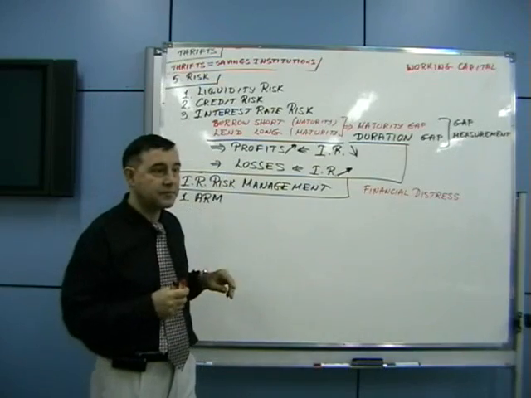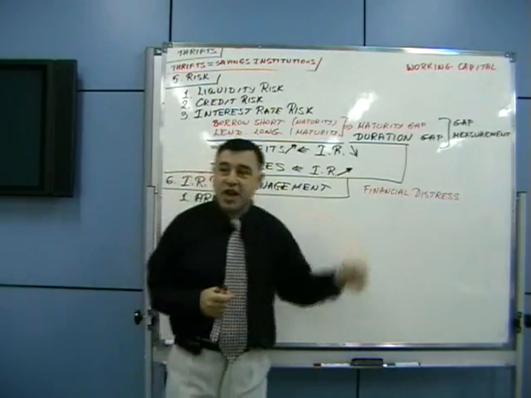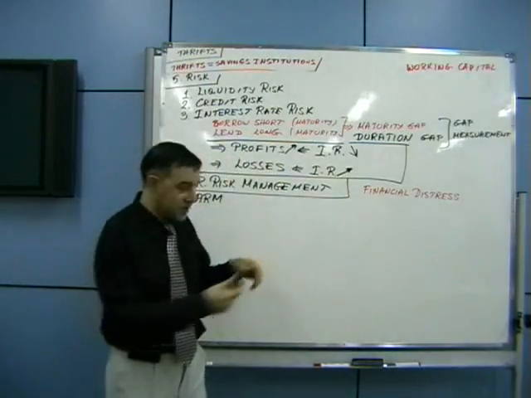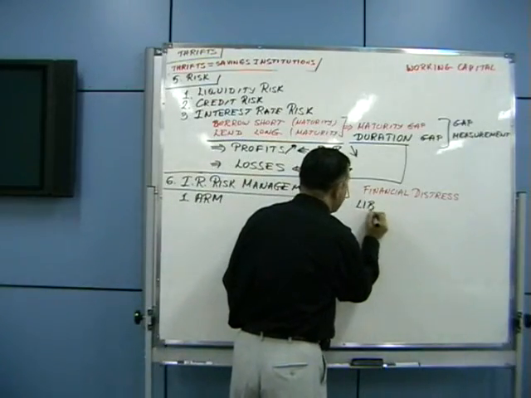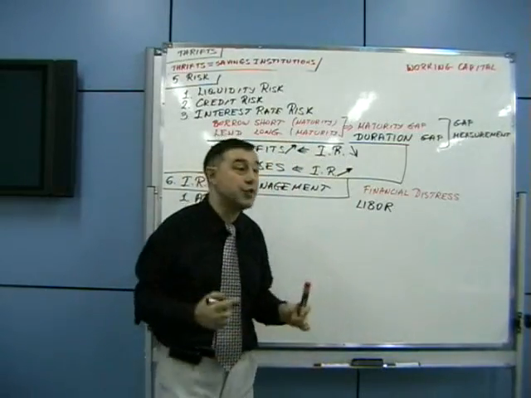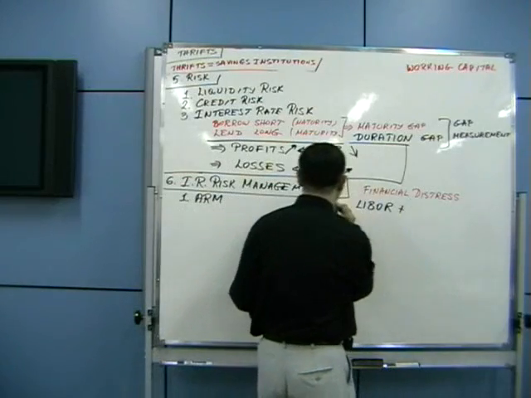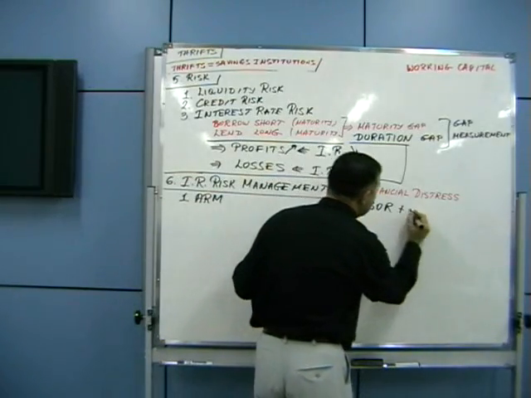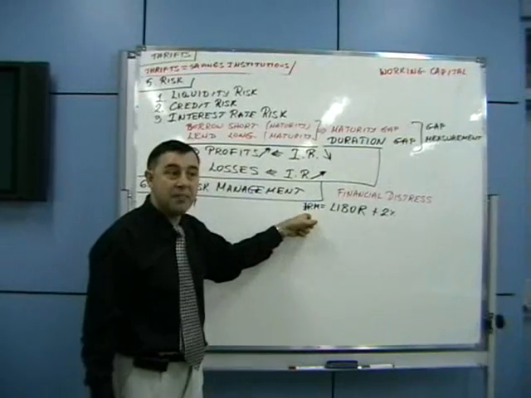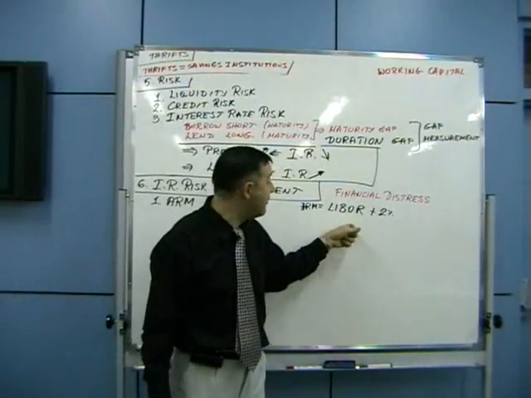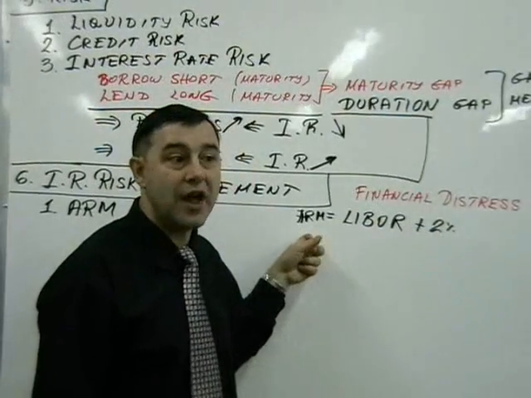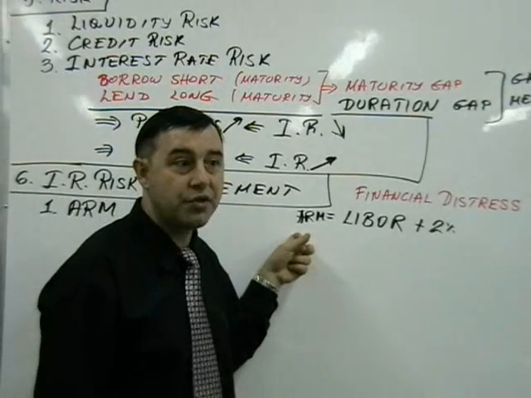What do they do again in ARMs? How do they adjust the rate? They adjust the rate according to some market interest rate. For example, they look up LIBOR. This is the London Interbank Offered Rate. This is what banks charge each other. So they say that the ARM will equal LIBOR plus 2%. So if LIBOR is 3%, your ARM rate is 5. LIBOR rises to 5, your ARM rises to 7. LIBOR rises to 10, your ARM rises to 12. LIBOR falls to 1, the ARM falls to 3.